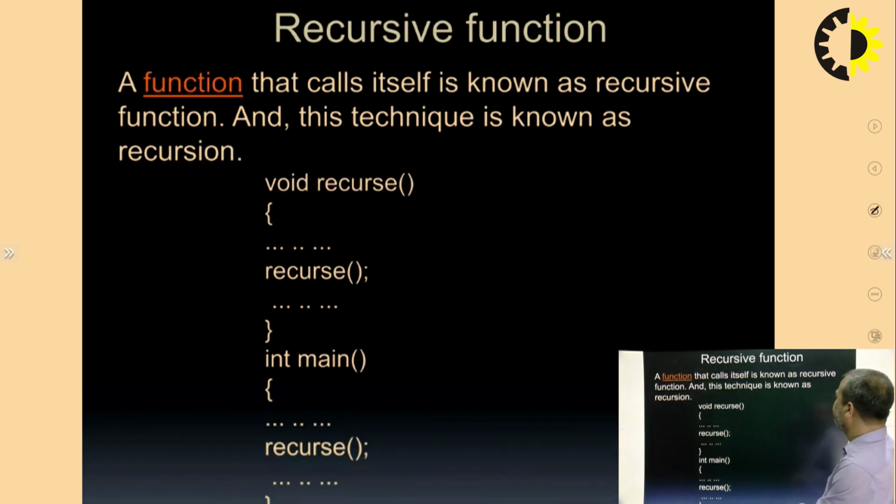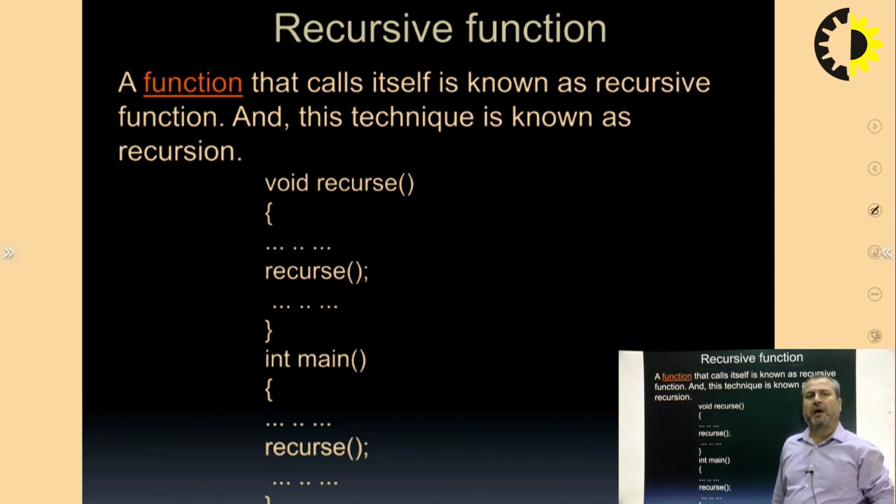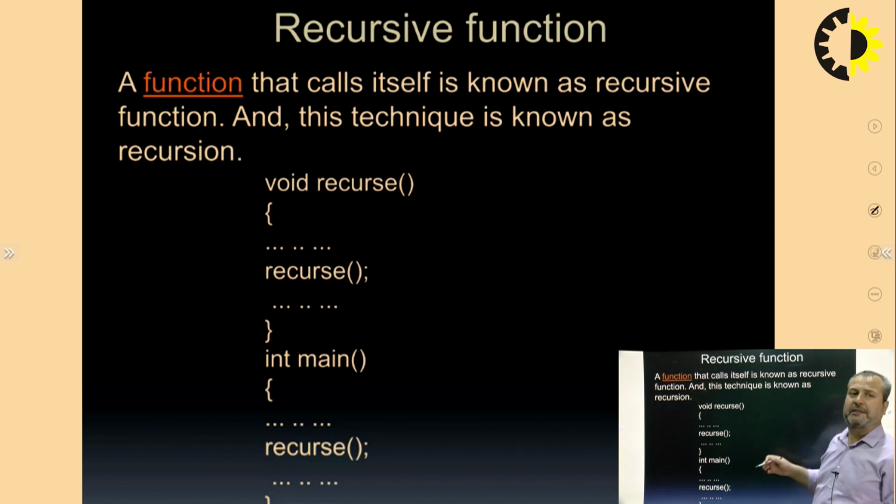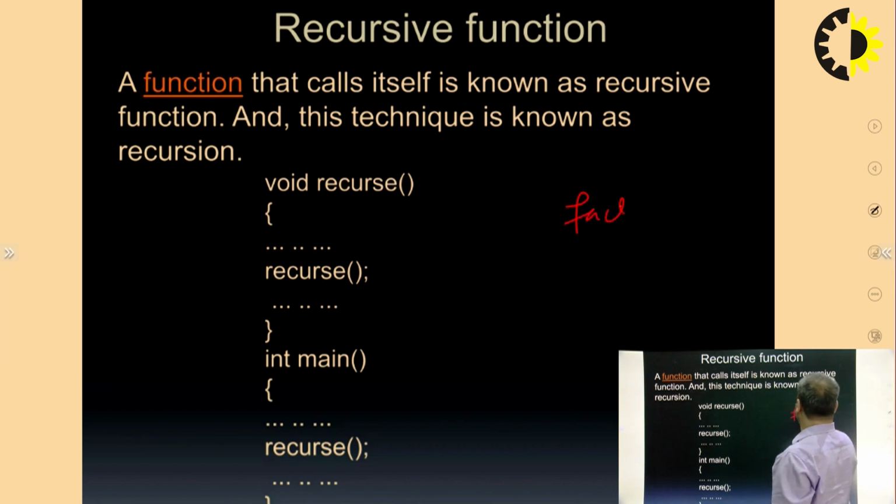Next category of functions are recursive functions. What is recursion? Recursion is when you define something in terms of itself. A recursive function is a function that calls itself, like factorial. Factorial is a recursive function. For example, factorial n equals n into factorial n minus 1. If you want to calculate factorial 5, you can write 5 into factorial 4.